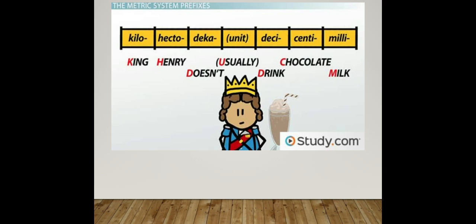The reason you need to memorize these in order is because we are going to use it to help us jump around on this line and know where to add zeros into our measurements as placeholders. Okay, so if you want to add on to this nano and micro, please feel free to do that. But for what we're doing, King Henry doesn't usually drink chocolate milk works perfectly.